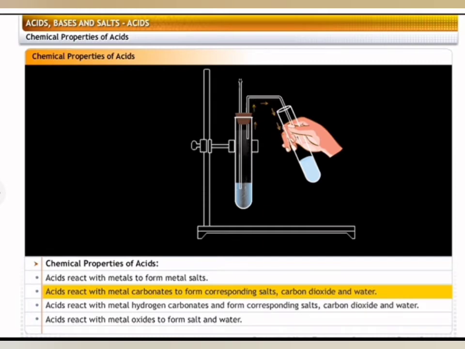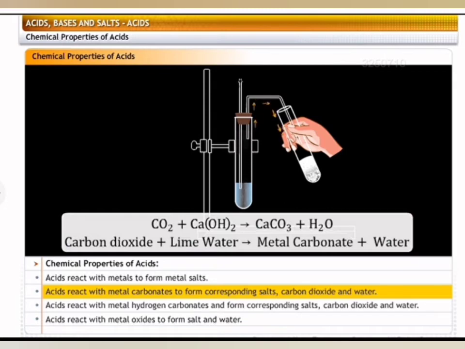Pass this gas through freshly prepared calcium hydroxide solution, also known as lime water. Lime water turns milky, proving that the gas is carbon dioxide. The precipitate formed in this process is calcium carbonate.